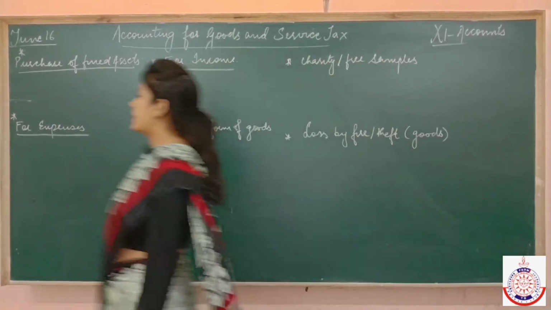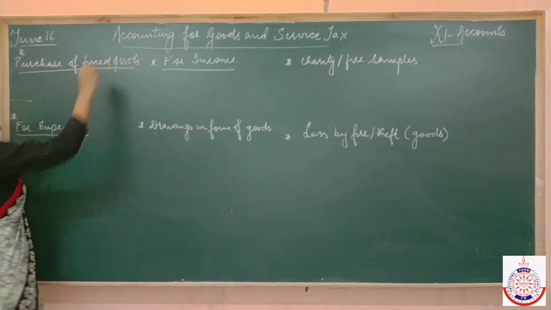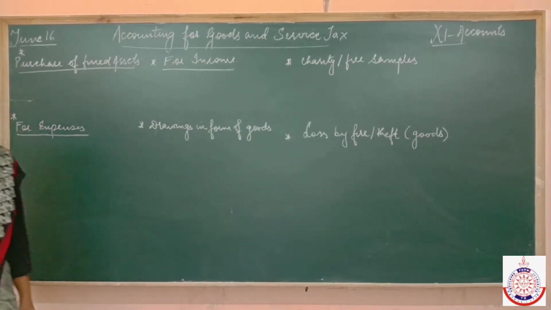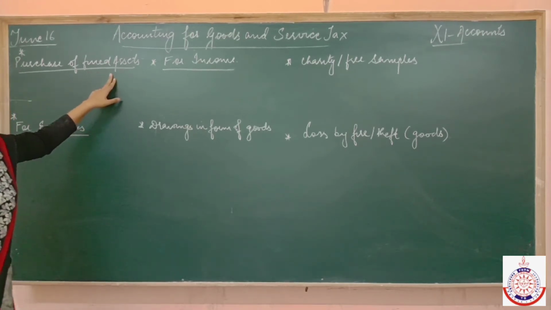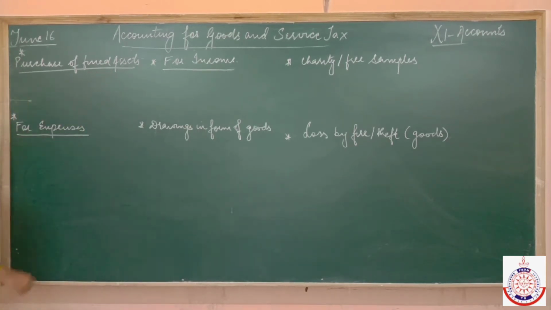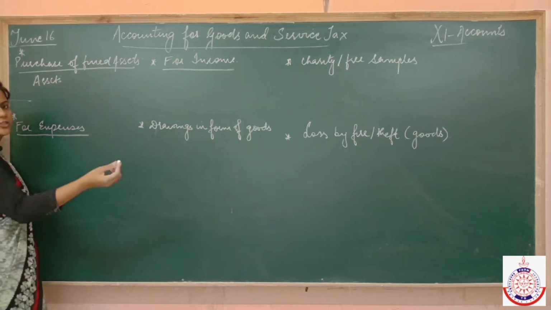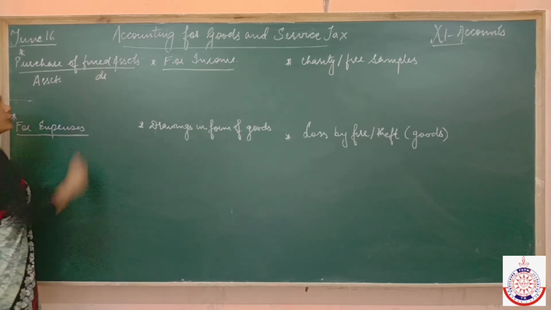Now let's start with the next transaction. Next is purchase of fixed assets or non-current assets. Let's say your business has purchased some non-current assets. Then what entry will you pass? You will pass the entry like assets account debited, whatever assets you are buying. Let's say machinery, motor vehicle, furniture, it could be anything. So assets account will be debited.